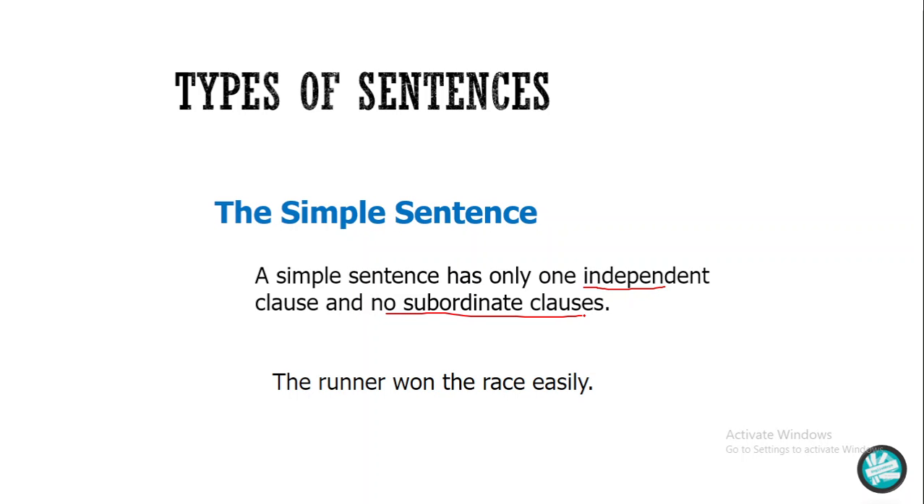For example, the runner won the race easily. Now let's look at this sentence. This is one simple clause, and that is an independent clause. So what makes a clause an independent clause? When it has a subject and a verb or a predicate, that becomes a clause. So the runner is the subject, won is the verb, the race is the direct object here, and easily is the adverb.